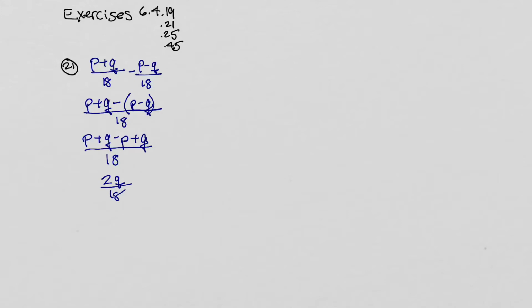And then the 2 and the 18, well, they're both even. They have a 2 in common. So 2 will go into 2 once, 2 will go into 18 9 times. And then what we'll have here is q over 9.